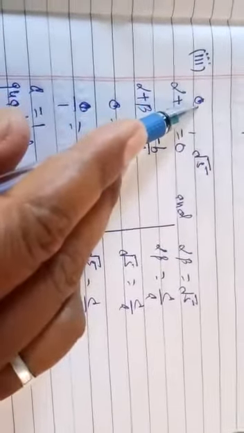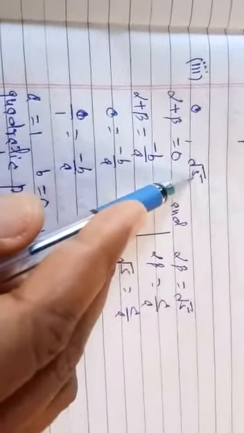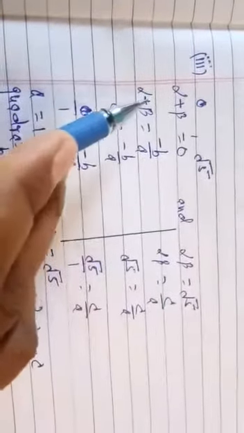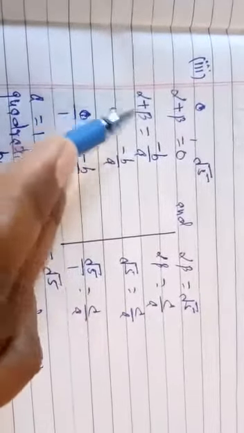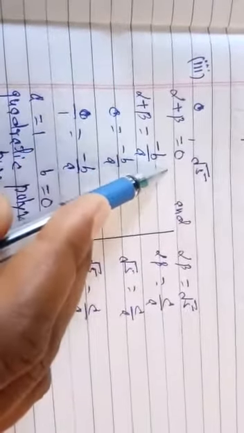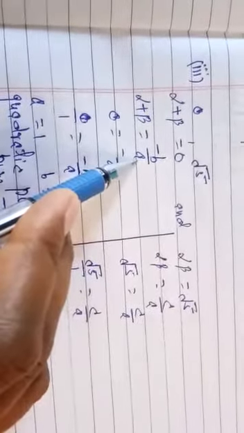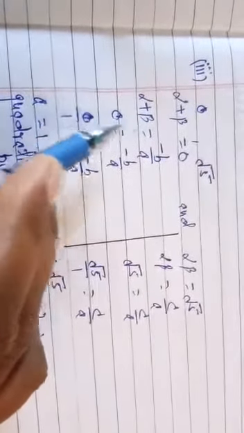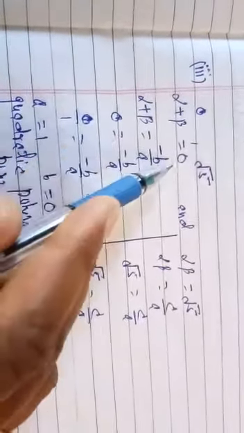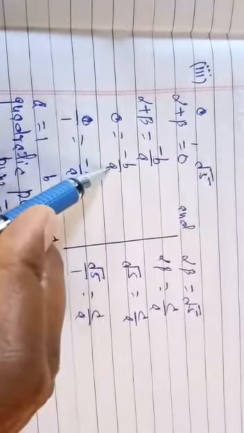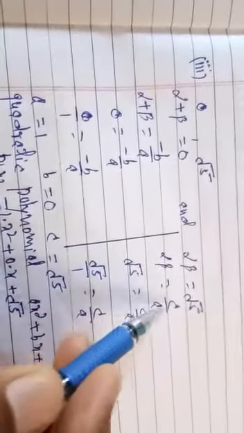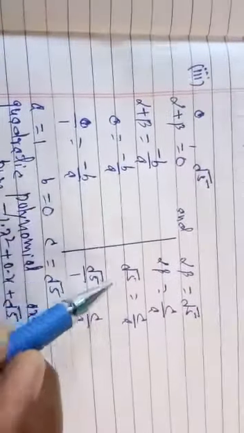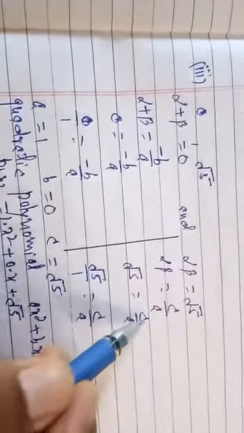Now then the next question. Alpha plus beta is 0 and alpha into beta is root 5. Okay. Now alpha plus beta equals minus b upon a. The sum of zeros equals minus the coefficient of x upon the coefficient of x square. Alpha plus beta is 0, so 0 equals minus b upon a. Okay. Now alpha into beta equals c upon a. Alpha into beta is root 5, so root 5 equals c upon a.